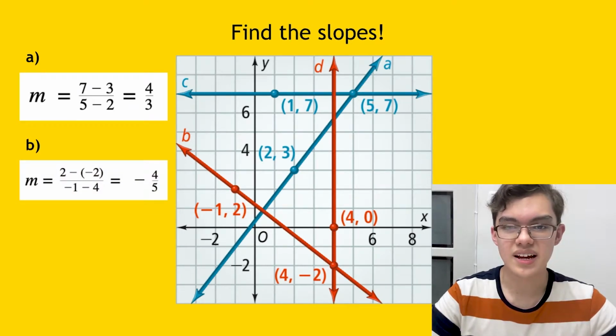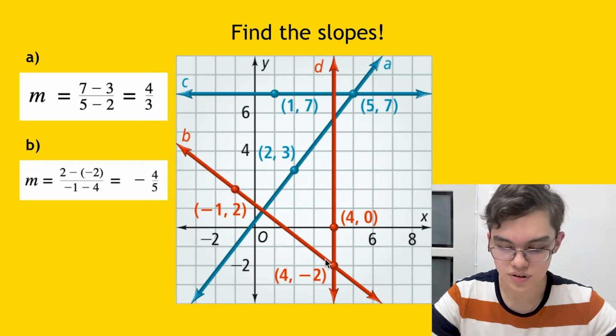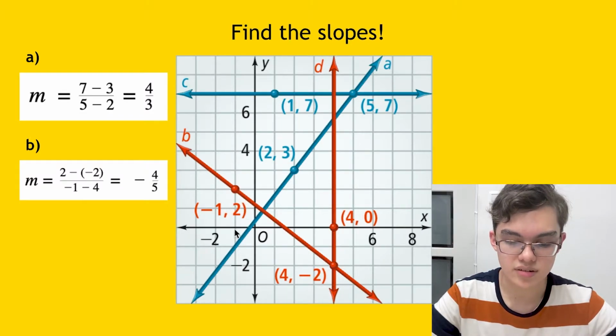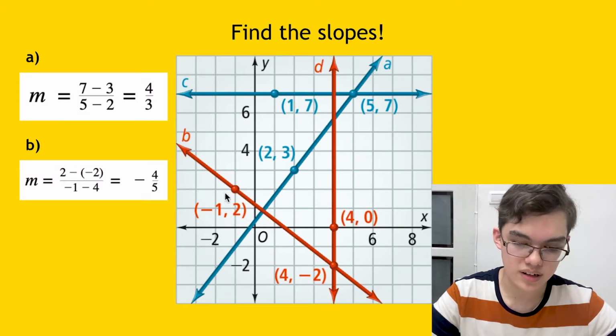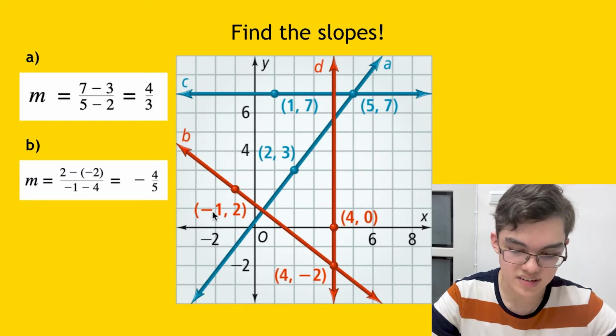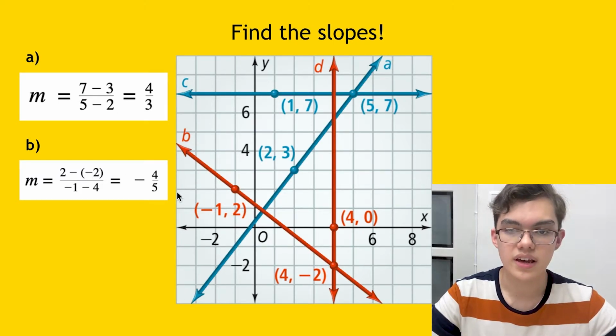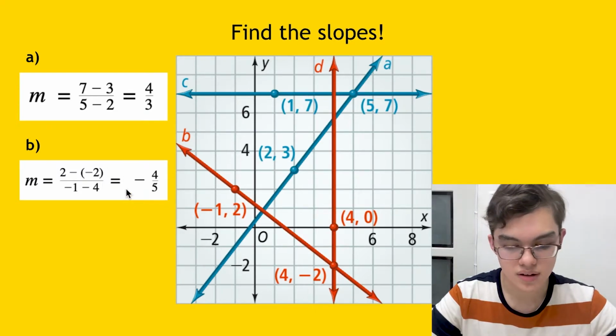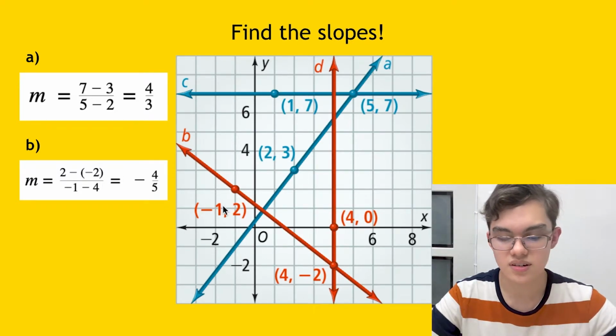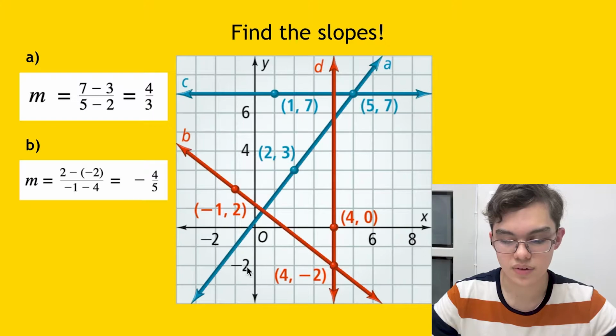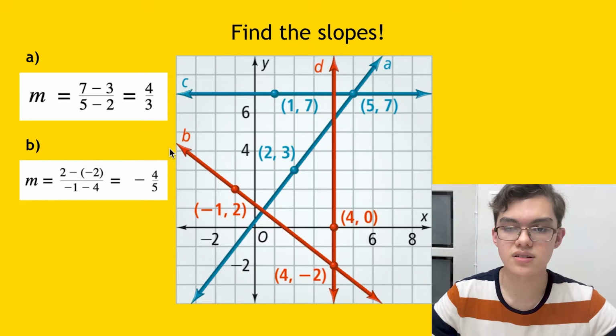Okay, good. So what about line B? Well, line B, we have our two points here, (4, -2) and (-1, 2). So y2 minus y1, that's going to be our rise, is 2 minus negative 2. So that's 4. And for our run, we're going to have negative 1 minus 4. So negative 1 here is our x2, and 4 is our x1. So negative 1 minus 4 is going to be negative 5. So our end result, the slope of line B, is going to be negative 4 over 5.